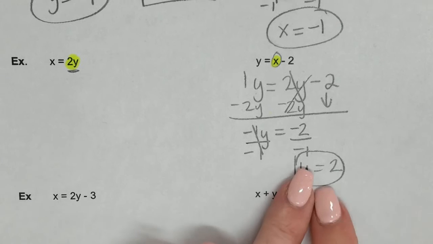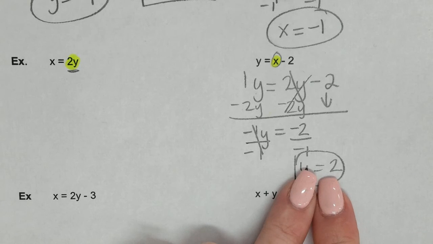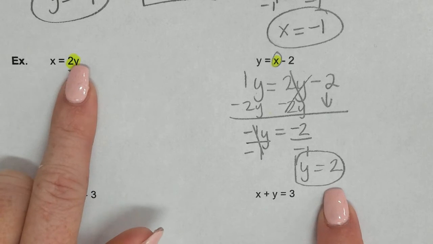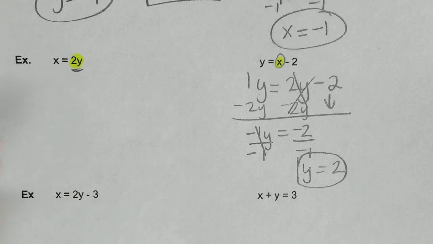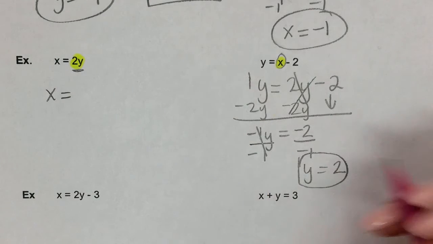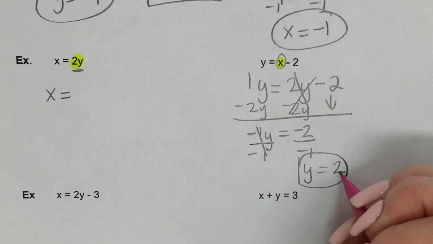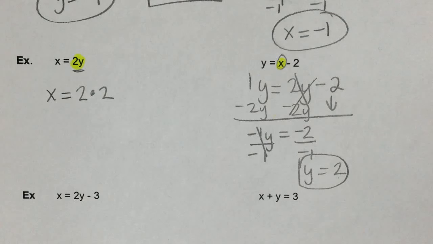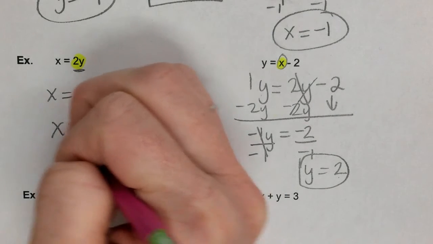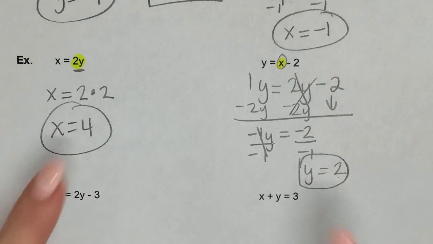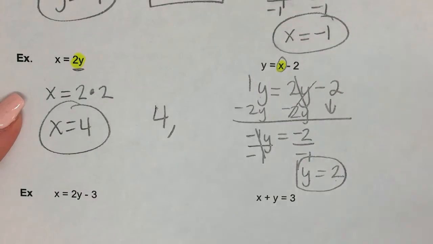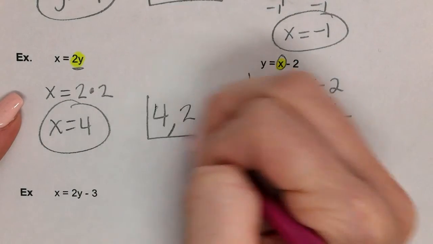Now I'm going to take that answer, and what am I going to do with it? I'm going to go to the other equation and put it in for y to solve for x. Okay? So I need x equals, and I'm going to plug y is 2. So I'm doing 2 times 2. And 2 times 2 is 4. So I found my x and y value, so my answer is 4, comma 2.